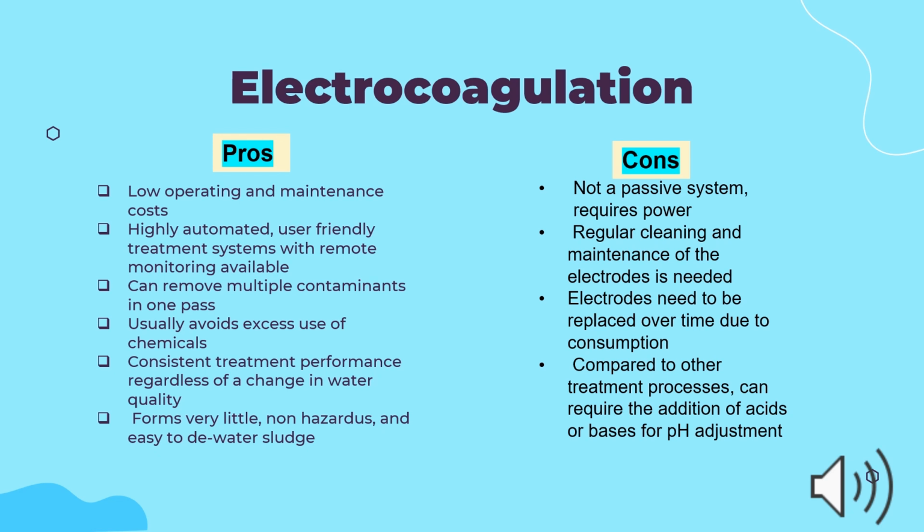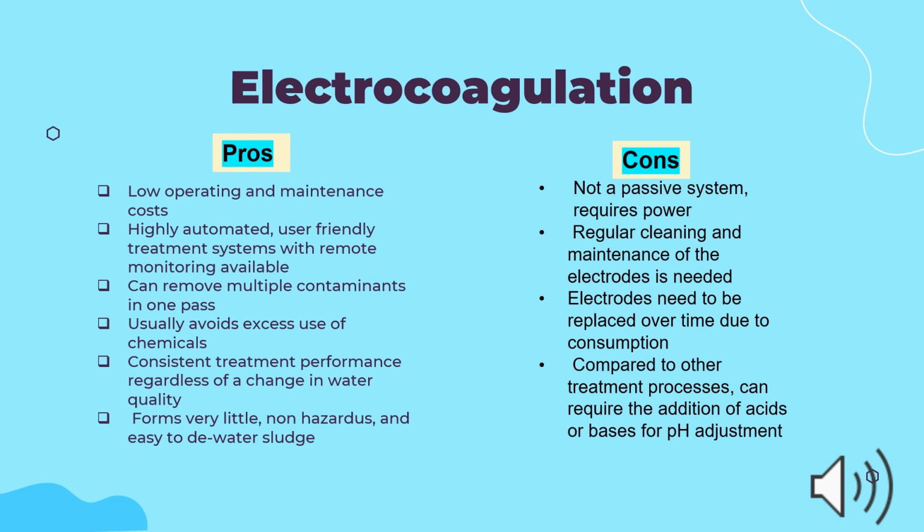Now it is my part to explain the pros and cons of electrocoagulation. So the first pro of electrocoagulation is that it has low operating and maintenance costs. Secondly, it is a highly automated, user-friendly treatment system with remote monitoring available. Thirdly, it can remove multiple contaminants in one pass. Other than that, it usually avoids excess use of chemicals, so it would be less harmful for us as consumers. Next, it shows consistent treatment performance regardless of changes in water quality. Lastly, it forms very little non-hazardous and easy-to-dewater sludge.